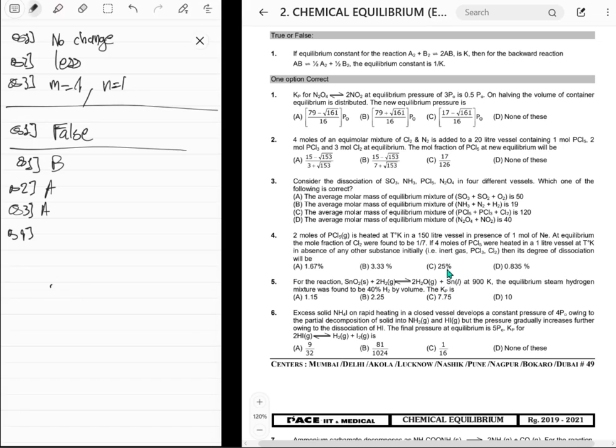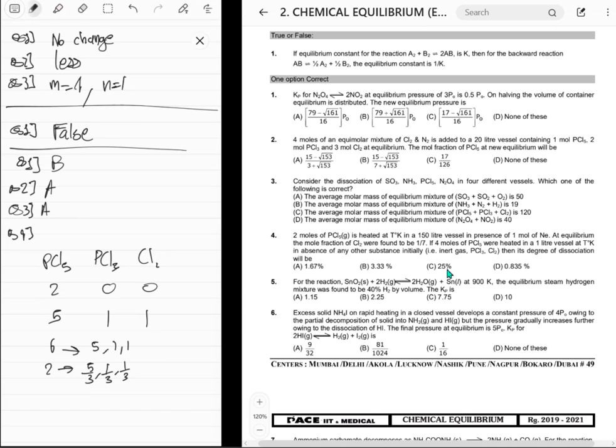So PCl5 initially had 2 moles, PCl3 and Cl2 had 0. Then Cl2's mole fraction is 1 upon 7, but PCl3 also has mole fraction 1 by 7. And that means PCl5 has mole fraction 5 upon 7. So it's in the ratio of 1:1:5. If I go backwards, this would be like 6 becoming 5, 1, 1. So 2 would become 5 upon 3, 1 upon 3, and 1 upon 3.